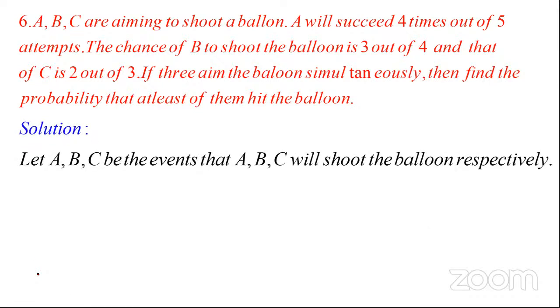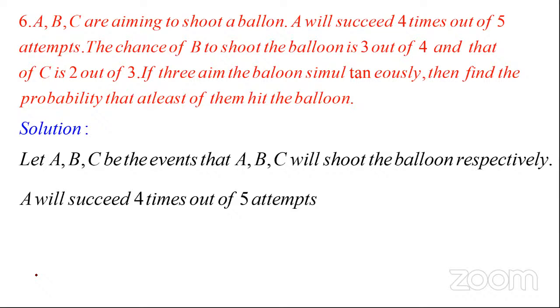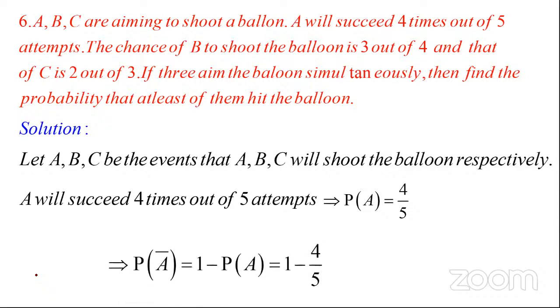A, B, C are 3 events, that A, B, C will shoot the balloon respectively. A will succeed 4 times out of 5, so I'm taking P of A equal to 4 by 5, as in the previous discussion. Then P of A complement: if he hits 4 times out of 5, how many times will he not? 1 by 5. That is the probability of A complement equal to 1 minus P of A.